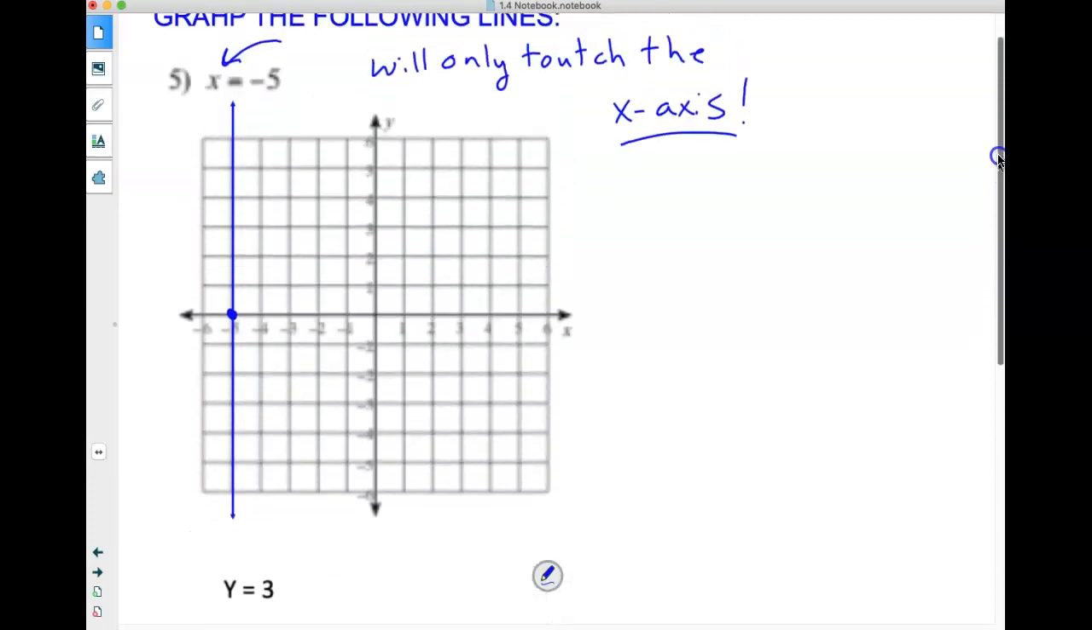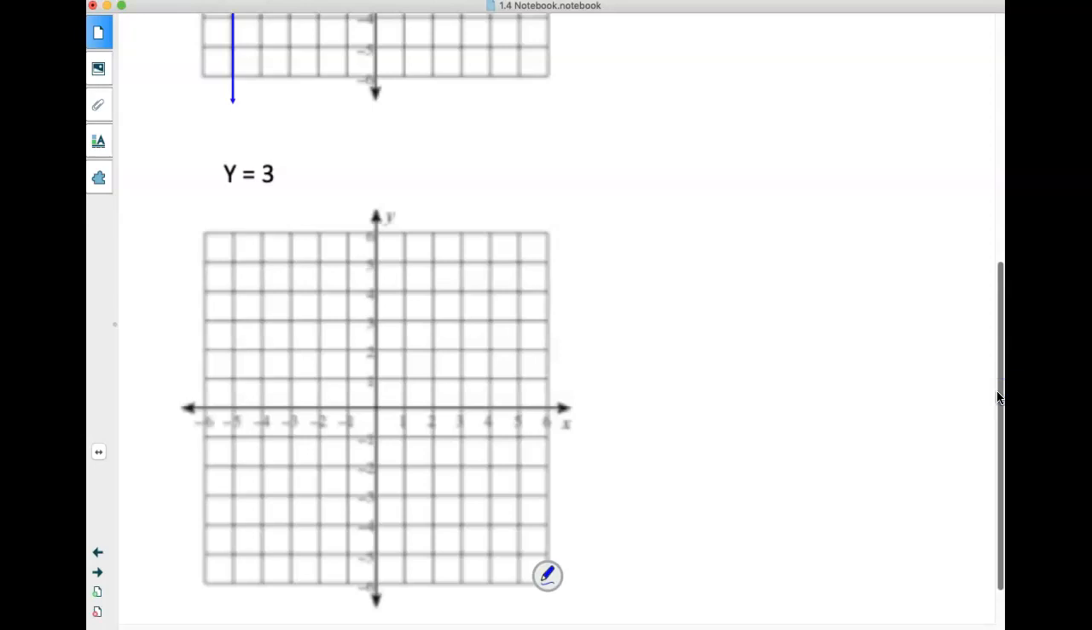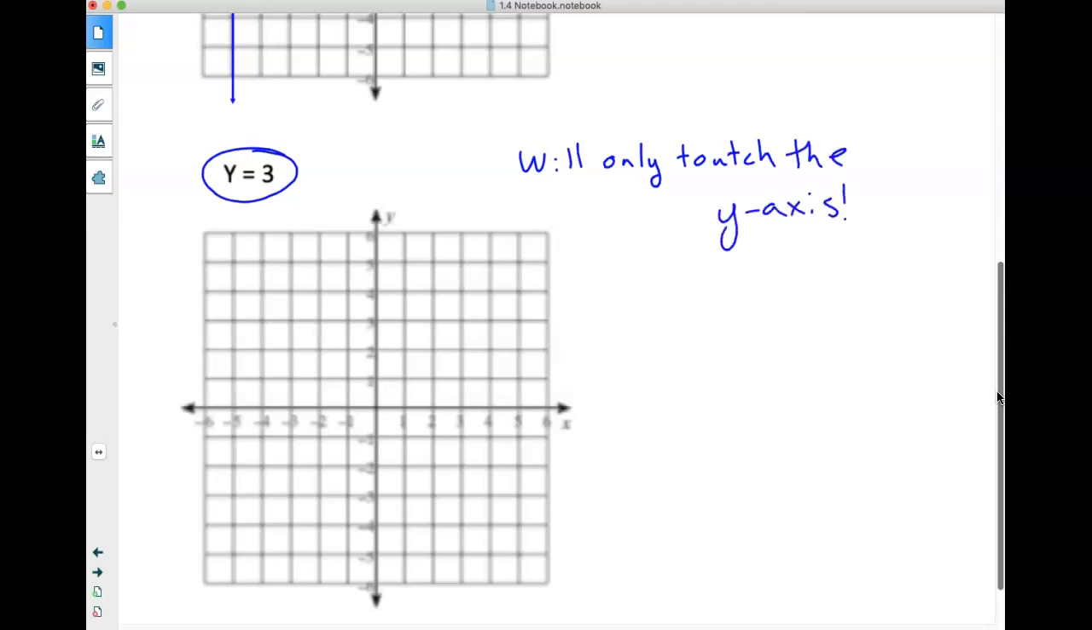Example number, I forget, number 5. This must be number 6. I cut my 6 off of that one. But check it out. This only has a y in it. It will only touch the y-axis because it only has a y in it. Where is it going to hit the y-axis? You guys are good. Right there at 3.